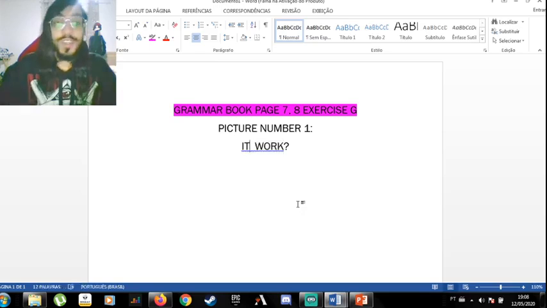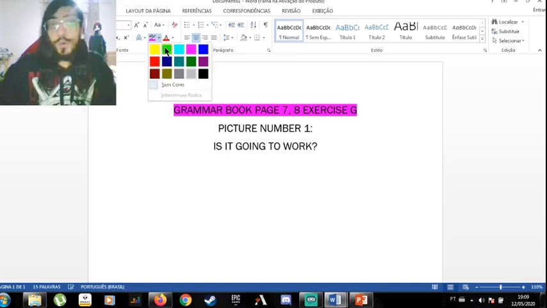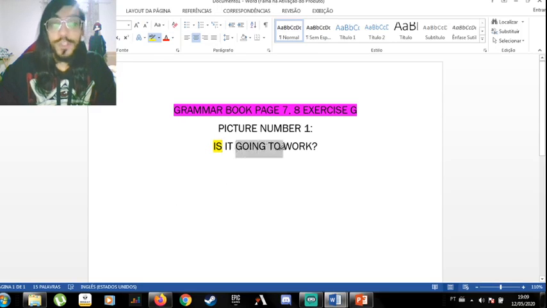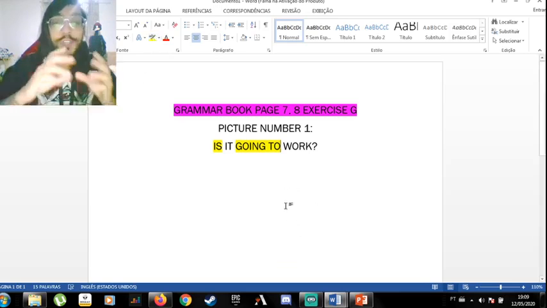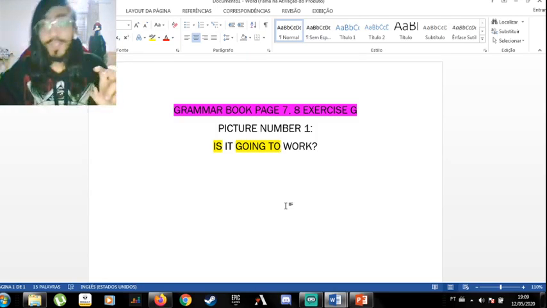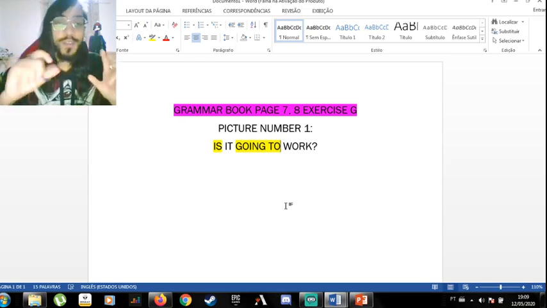So this is the question. We have to ask here if this object is going to work. So the question would be, is it going to work? Yeah, so we have completed the question here using is, because we are talking about the pronoun it. So we use is to get the going to meaning we need, okay? That in Portuguese we say that going to talks about things that are going to happen. Em português, coisas que vão acontecer. And we have certainty, ok? Em português, nós temos certeza.